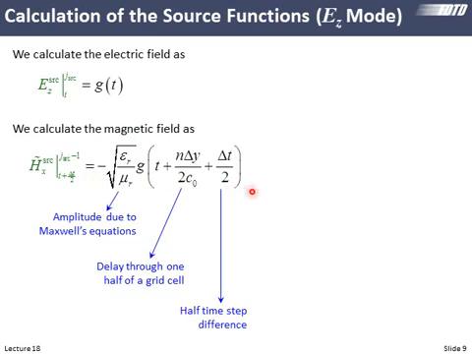Otherwise, it's the Gaussian source with a delay, and there's two components to the delay. These two field components are a half grid cell apart, so we need the time delay due to that. They also exist at different times. They're a half time step apart, so we need to include that in here. But otherwise, here's our two equations for calculating the electric and magnetic field components of our source. And we can do this ahead of time before the main FDTD loop.